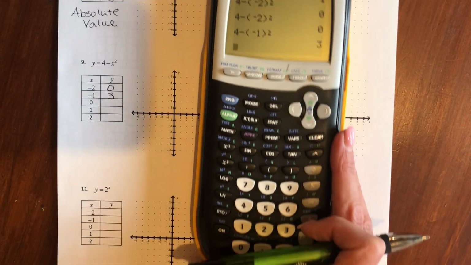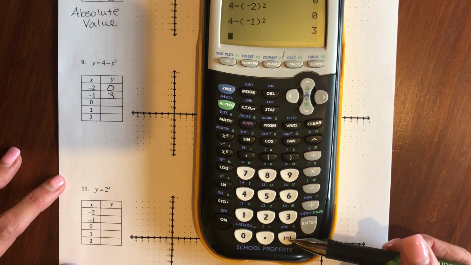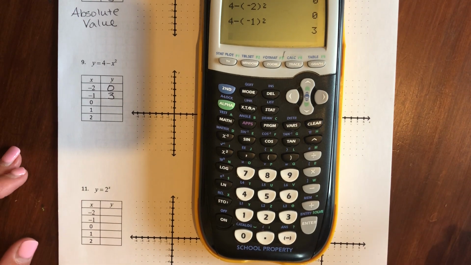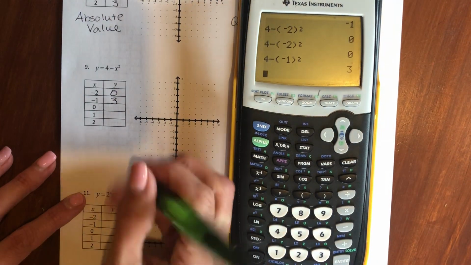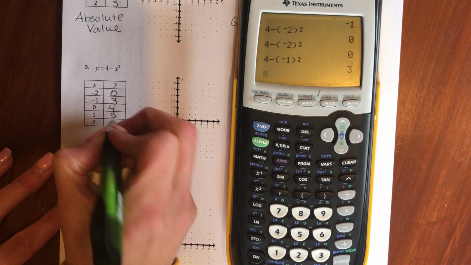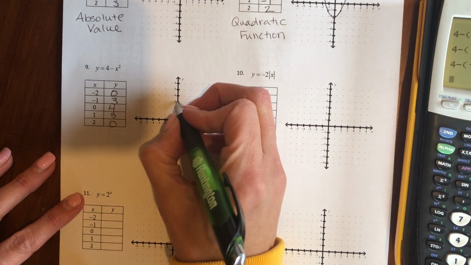Also, let me point out the difference between a minus and a negative. So make sure you're not mixing those up. If you do, you might get an error or it might not turn out correctly. Finish this chart up. And then go ahead and graph your points, plot the points.